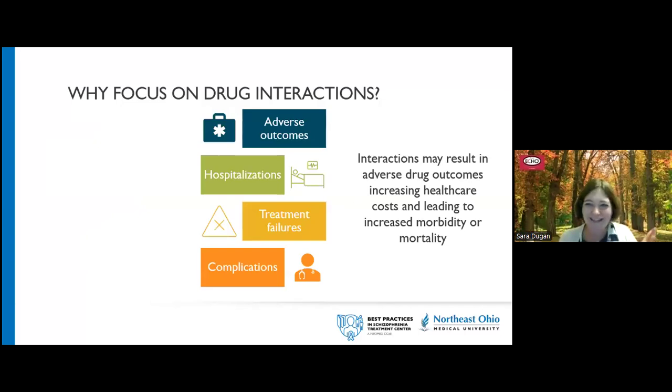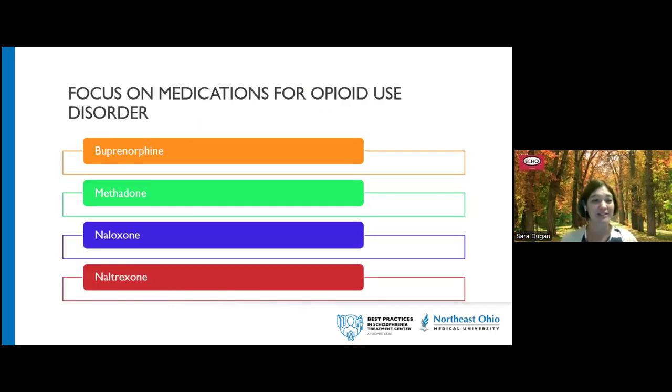Why did I pick this as a series? None of it really is going to be groundbreaking information, but it's a good reminder. Interactions can drive adverse drug outcomes, which can increase financial costs, may result in hospitalizations. We may see increased morbidity and mortality for some of the patients, may ultimately result in treatment failure and ultimate complications for the patients. So keeping this in mind as a refresher, hopefully can have us monitoring and screening so we can prevent some of the more adverse or severe reactions.